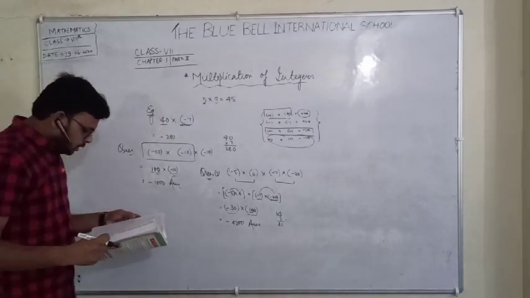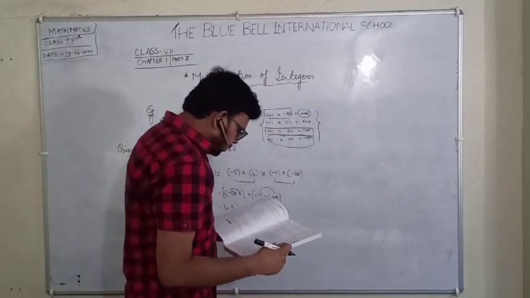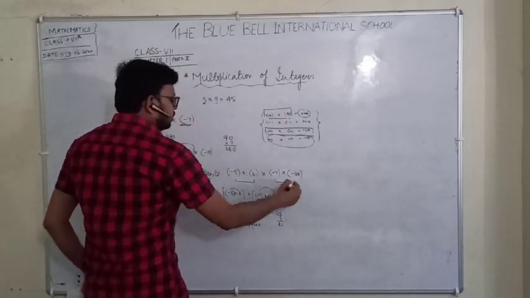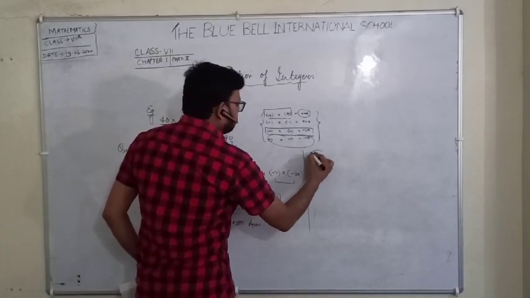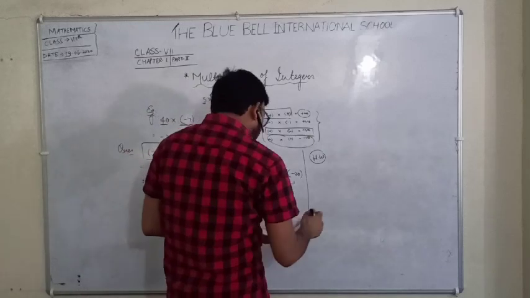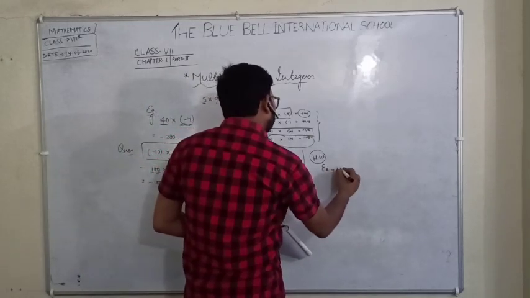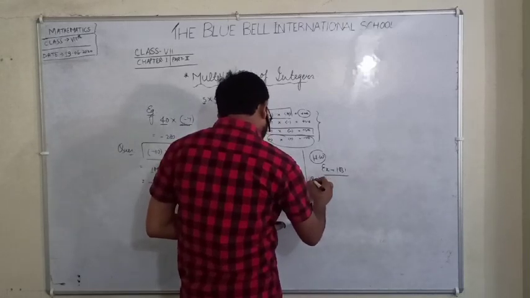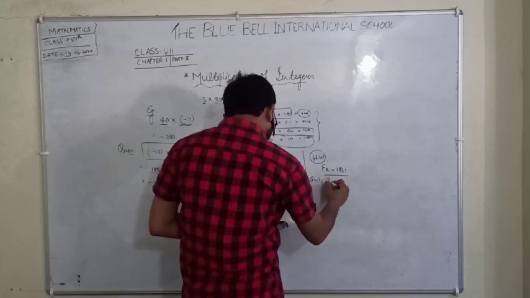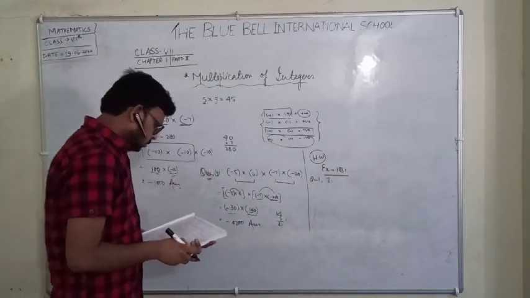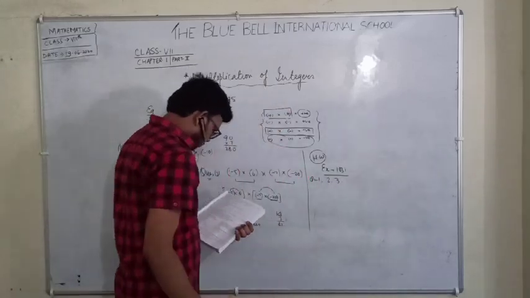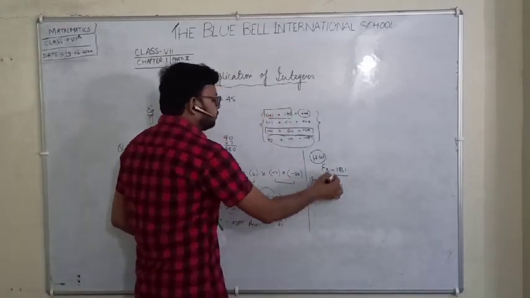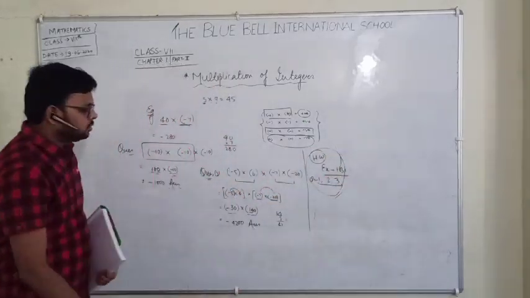Okay. Now you can solve exercise 1B as homework. You have to solve exercise 1B, question number 1, question number 2, question number 3. You can solve questions 1, 2 and 3 in your maths copy.